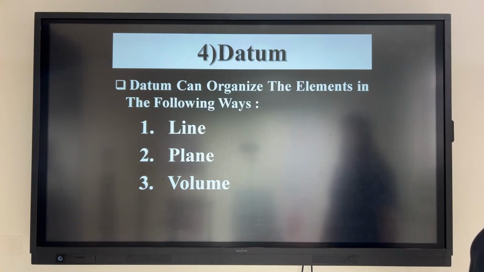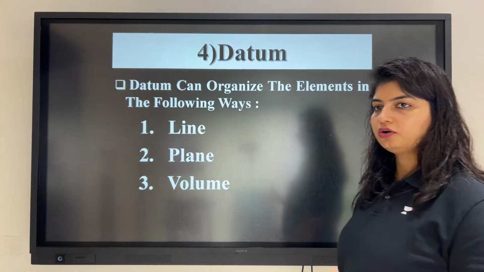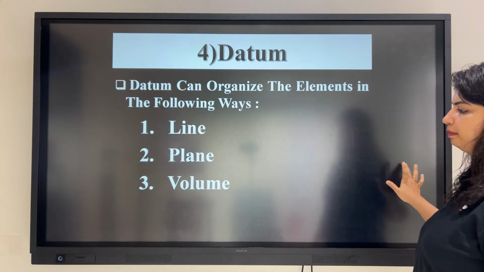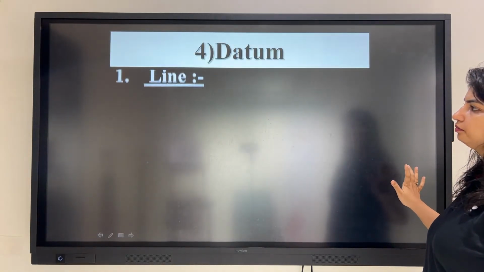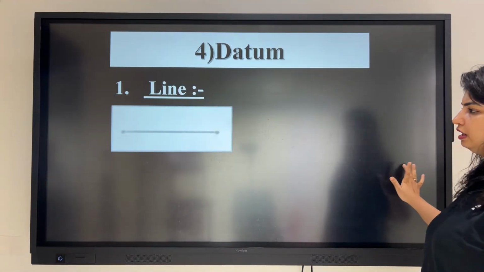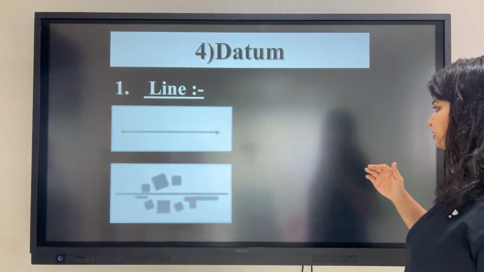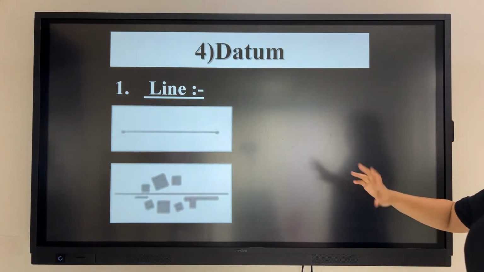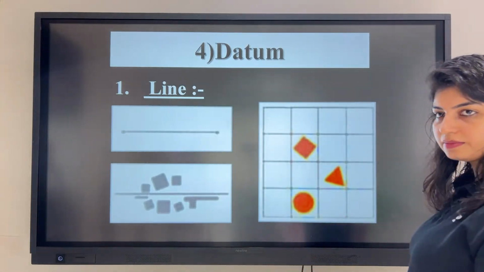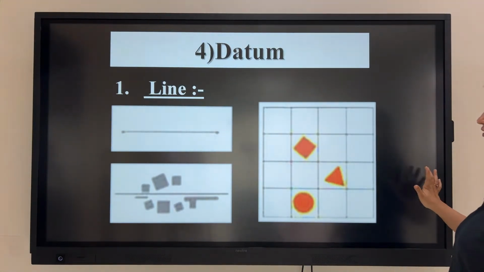It can organize the elements in the following ways: in the form of a line, a plane or a volume. Either of the dimensions: 1 dimension, 2 dimensions, 3 dimensions. Line, plane or volume. If it is dividing in the form of a line, as you have seen in examples earlier, a particular line as a reference, and the elements getting divided equally on the sides of the line, then it becomes symmetry, right? So this is the line datum and the elements are fitted to it.